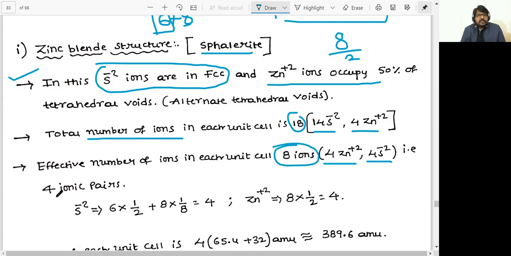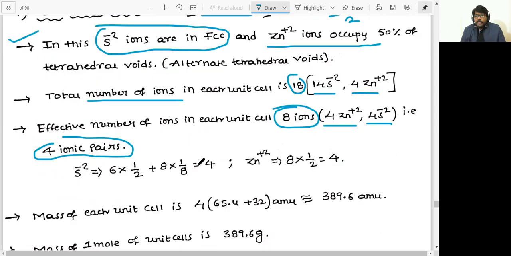8 ions means 4 ionic pairs, because ZnS is one ionic pair. So 4 Zn2+ ions and 4 sulfide ions is obviously 4 ionic pairs. And if you want to find the mass of one unit cell of ZnS, one unit cell mass, we can calculate it.